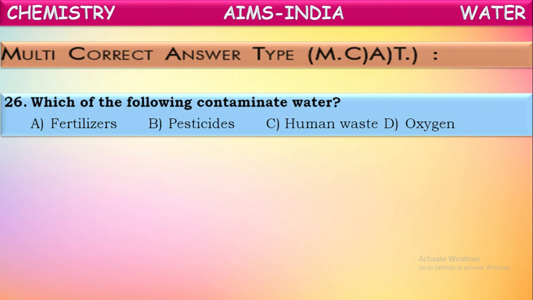See the first question here. Which of the following contaminate water? Contamination means making it polluted. Which will make the water polluted: fertilizers, pesticides, human waste, and oxygen? Except oxygen, because oxygen makes the water fresh, aerated water it becomes. So it helps in growing of plants and animals inside the water. But the remaining, fertilizers, pesticides, human waste, these all will pollute and contaminate the water. So the correct answer is these three.